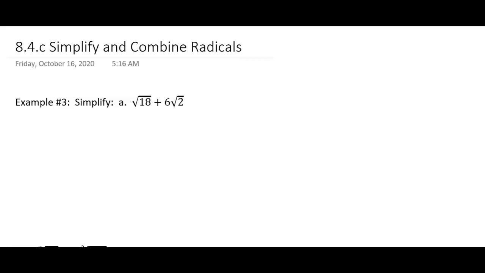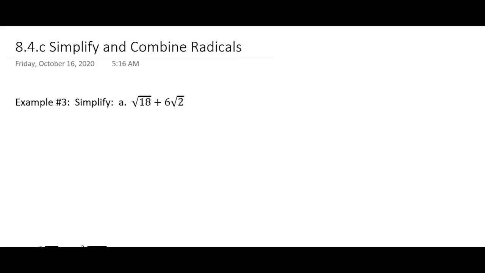Okay, so you look at the first problem and you say, hey, wait a minute, they're not the same radicand. They're both square roots, but one's an 18 and one's a 2. But before you say, oh, I can't do anything with this problem, remember what we were learning in the previous sections in Chapter 8, what is a radical expression and then how to simplify them. So what we have to do is try to simplify the radicals first.